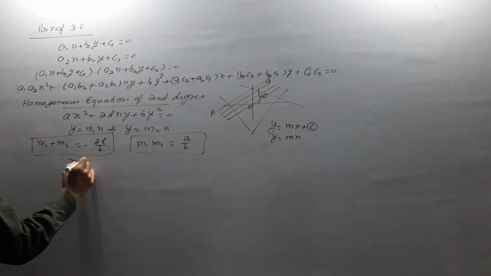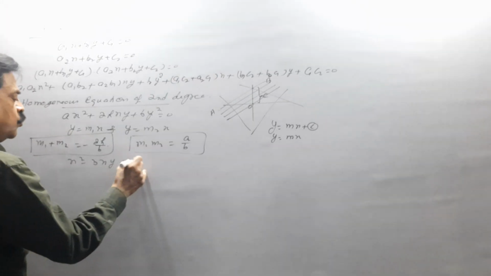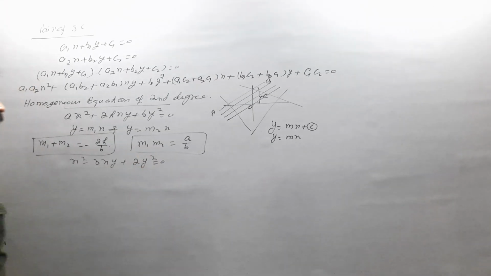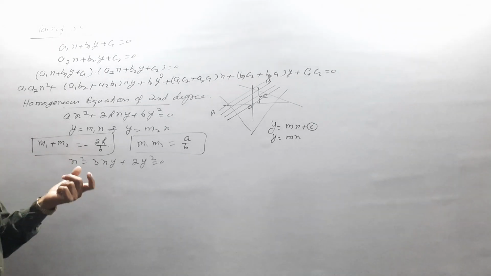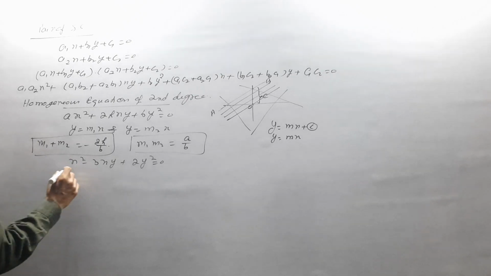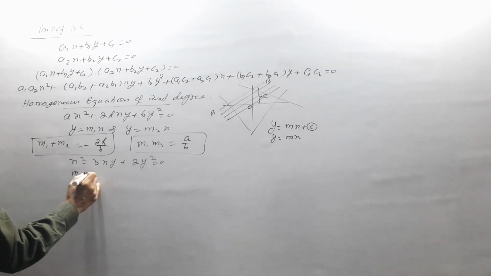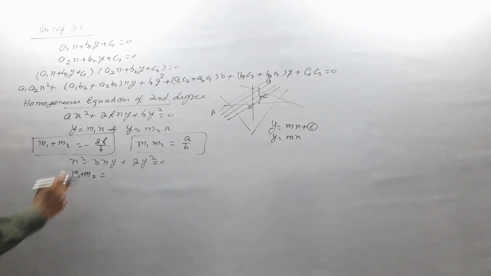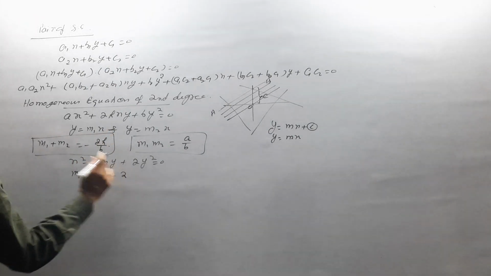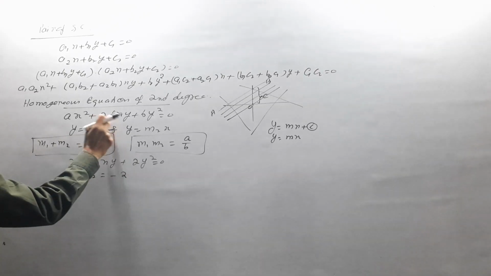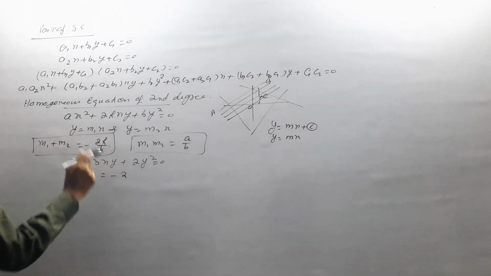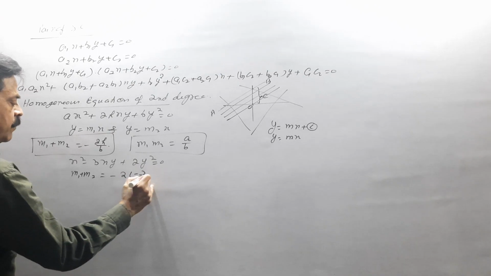Suppose we have x square minus 3xy plus 2y square equals 0, a homogeneous equation of second degree, and this will represent a pair of straight lines. We have to find the sum of slopes represented by this line. So m1 plus m2, the sum of slopes, is minus 2h upon b. Compare this equation with the general equation: 2h is equal to minus 3, so h equals minus 3 upon 2.